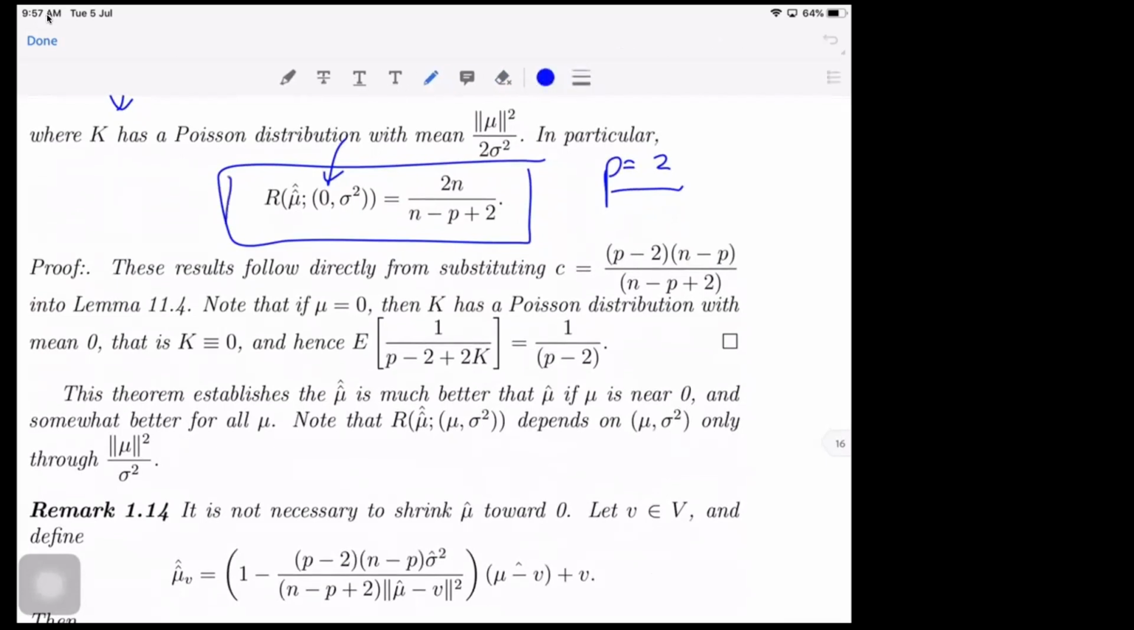So the risk associated when mu is equal to 0 follows when we substitute C in the formula in Lemma 11.2.